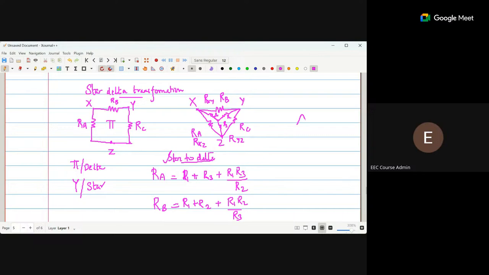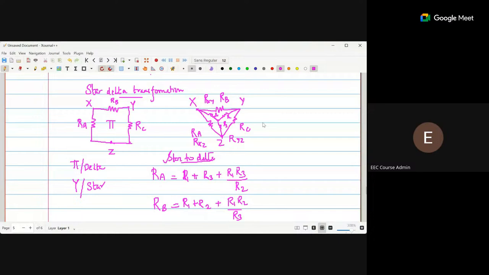So that's why it is referred to as delta. Or if we draw it like this, it resembles pi, so we refer to it as pi or delta. Similarly here, this resembles Y or star. If you see the Christmas star in two dimensions, it will be something like this, correct? All these are joining at one and the same point, right? So we call it a star.